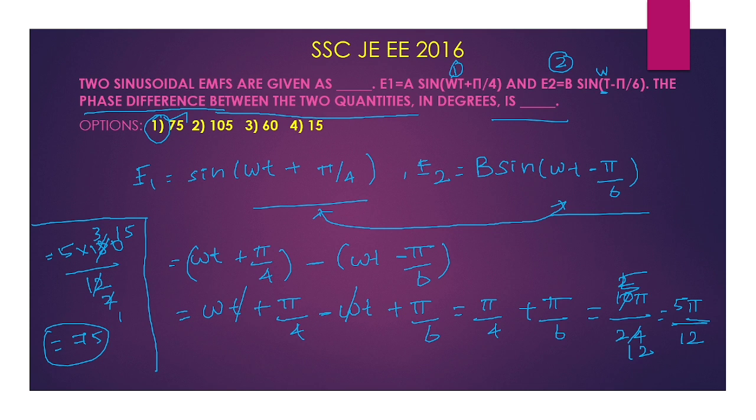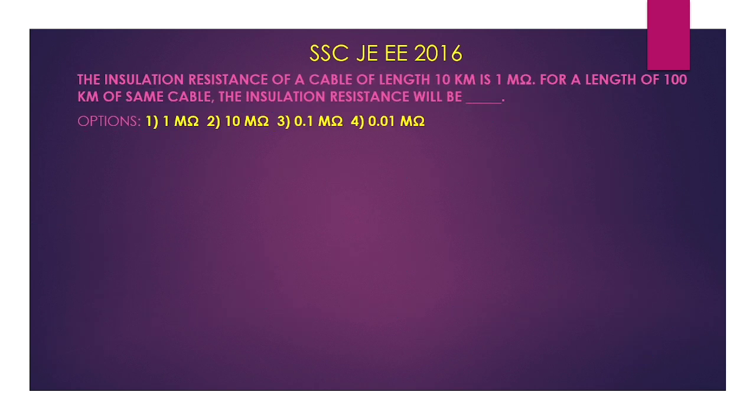Okay friends, now let us solve the third question. The insulation resistance of a cable of length 10 km is 1 megohm. For a length of 100 km of the same cable, the insulation resistance will be dash. This is the question.